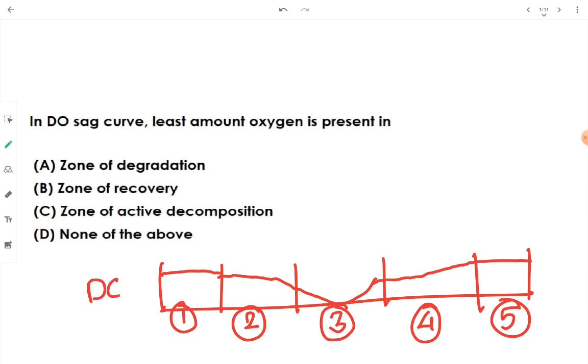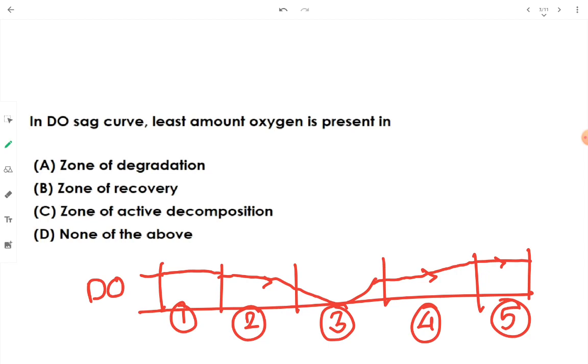Okay, this is the level of DO. In clear zone, it is in saturated condition. In zone of degradation, it will be going down. It will be least in what? Zone of active decomposition. Then DO will be gained by the stream in zone of recovery. And finally, when the total wastewater has been properly decomposed, properly got rid of by the river stream, the zone of clear water will again exist. Okay, these are the 5 zones that we are talking about.